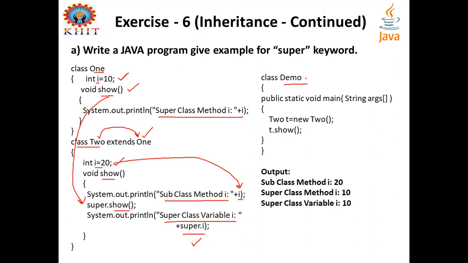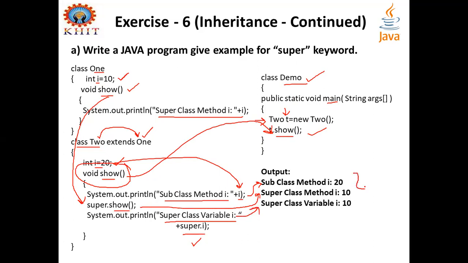Coming to the demo class, the main class, inside of this main function we are creating an instance of this class 2 subclass. Through this object, I'm going to call show. So which show method will be called automatically? No doubt at all, it calls the method defined with the name show in the subclass. So inside of this one, the first statement output is this. The second statement outcome is this one and this statement. This is the output of this one, right?